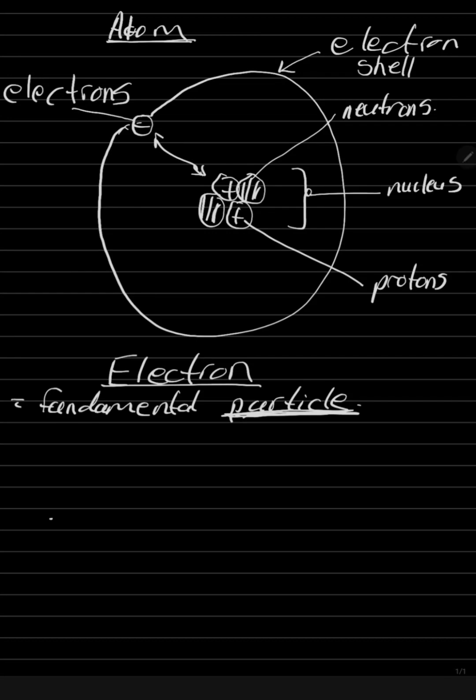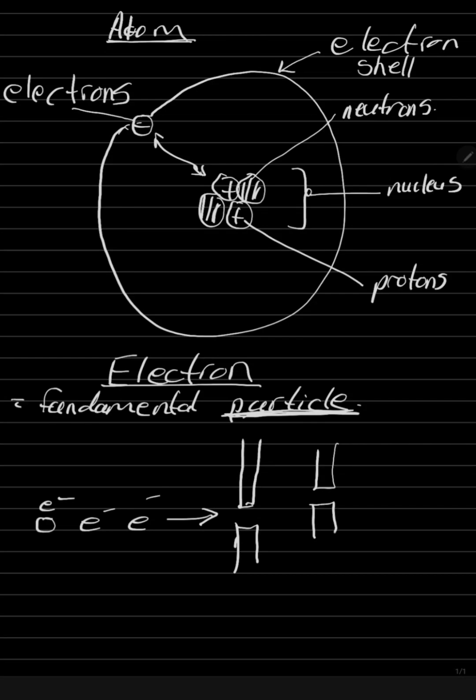Imagine we had some electrons, E minus, E minus, E minus, being fired this way, and here we put a single slit, and here we put a double slit. You know, the Young double slit experiment, right? So let's see what happens. And here we put our screen.